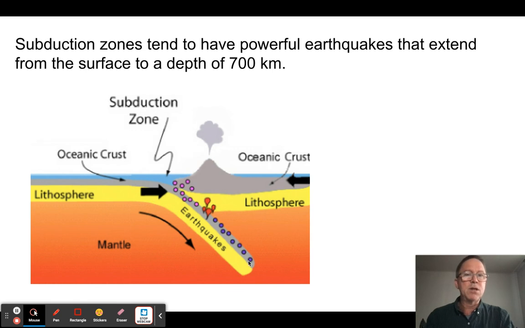And at that point, this rock material that's sinking finally completely melts away. It starts melting, I don't know, about 300 kilometers down, but then it completely melts away by the time it gets to about 700 kilometers.